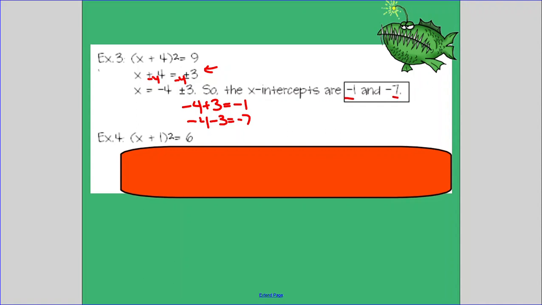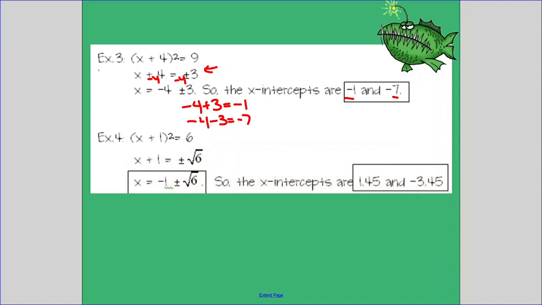Now, in the second one, I don't have that luxury of having a perfect square, so when I take the square root of that, I'm just going to get plus or minus root 6. So x plus 1 is equal to plus or minus root 6, and I can't break it down any further, so x is just equal to minus 1 plus root 6 and minus 1 minus root 6. And then I can evaluate them for specific coordinate points, so the specific points here would be 1.45, 0, as well as negative 3.45, 0.